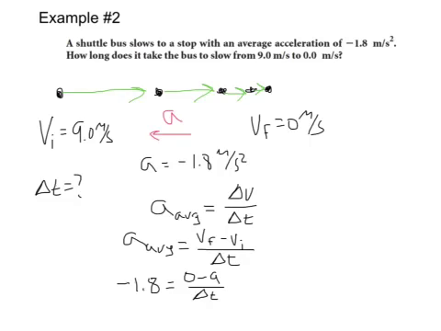And here we can see when we do that, we have our negative 1.8 here. We have our initial velocity here. So a change in velocity is the final minus the initial velocity, which is going to give us a negative over here, which will end up giving us a positive time when we divide 9 by 1.8 and get 5 seconds.